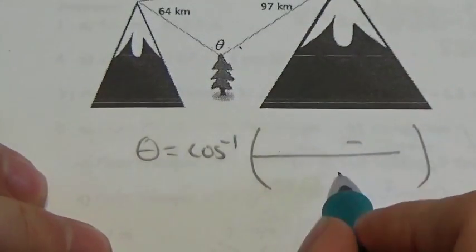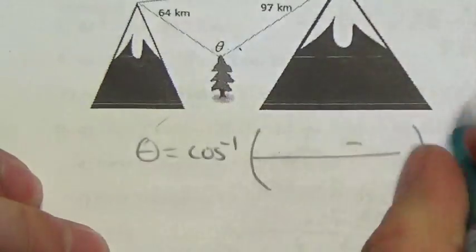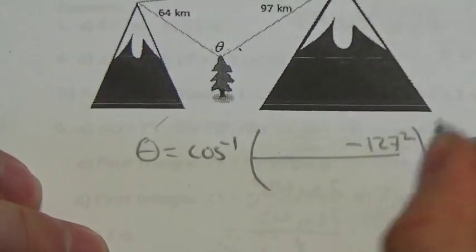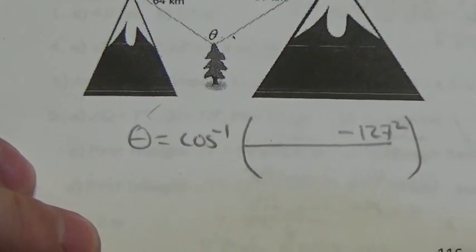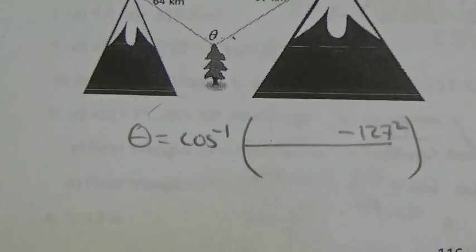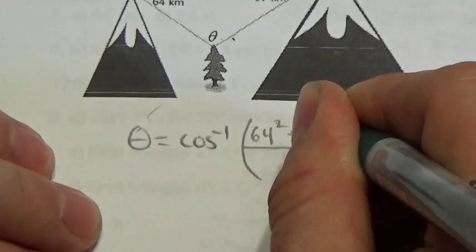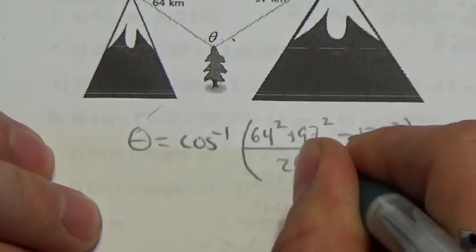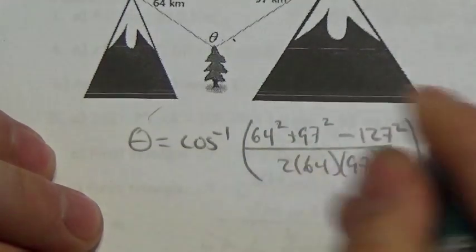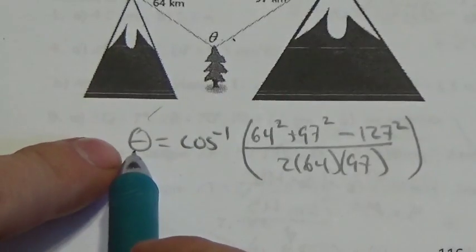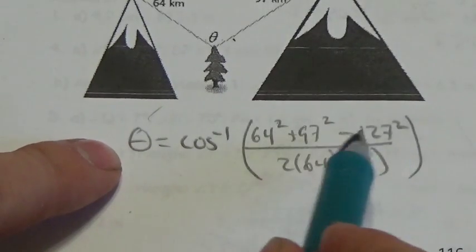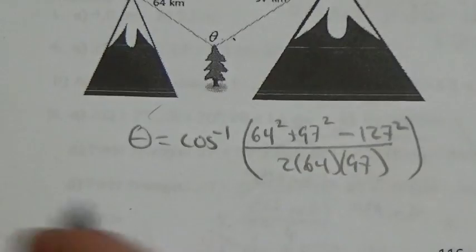I'm going to have this fraction inside here. I am going to always subtract the side opposite the angle squared. So I know it's going to be minus 127 squared up in the numerator. Then it doesn't really matter what order I put the other ones in. So 2 times 64 times 97. It doesn't matter. As long as whatever angle I'm looking for, I'm subtracting that side opposite it squared right there.